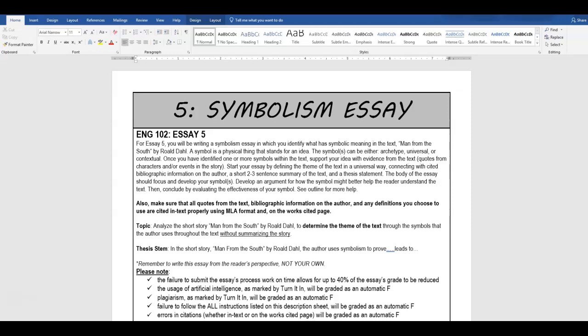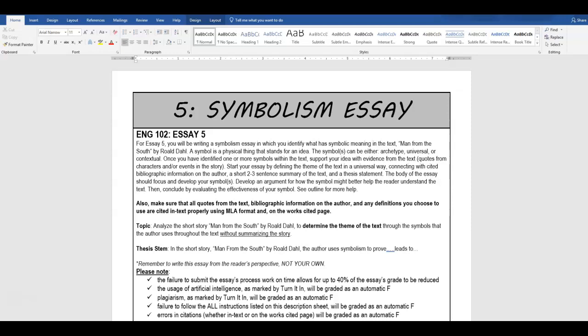In this essay, you will be writing a symbolism essay in which you identify what has symbolic meaning in the text Man from the South by Roald Dahl. A symbol is a physical thing that stands for an idea. Essentially, you can do this one of two ways. You can find 3 symbols within the text for your 3 body paragraphs that all individually represent something different, or you could find one object that is symbolized in 3 different ways.